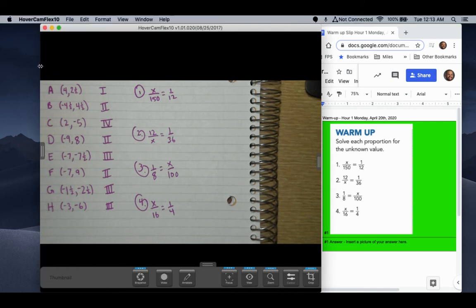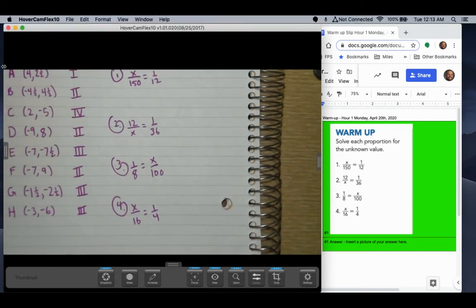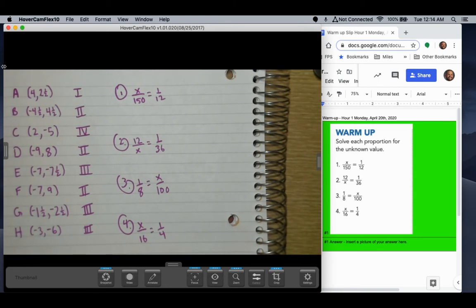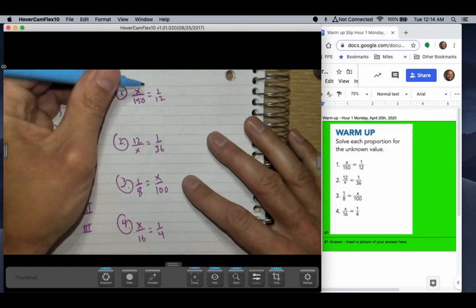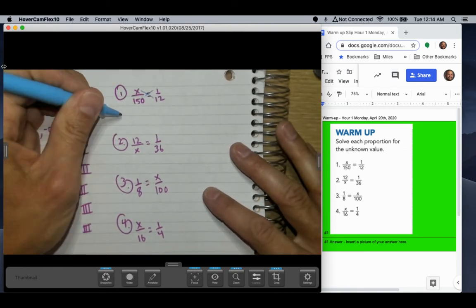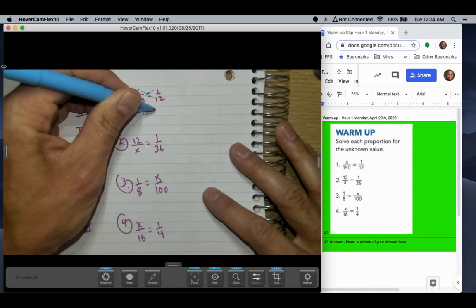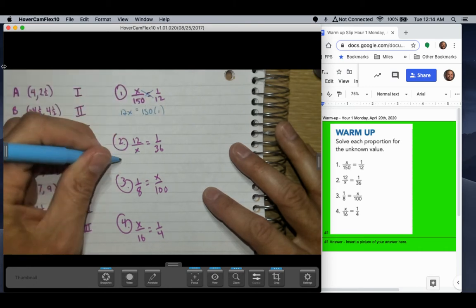All right, so buttons. If I look at our warm-up for Monday, we just had to solve each of these proportions, which is a pretty piece of cake. You take the cross products and you solve for them, is what we're kind of doing here.